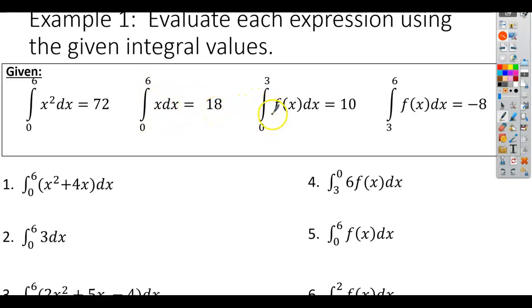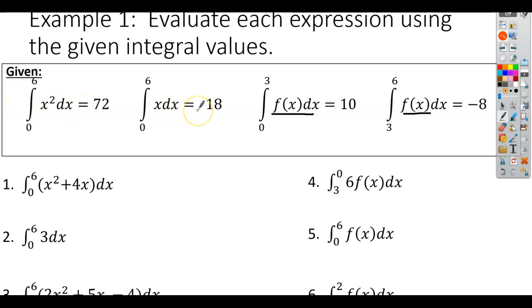And the integral of this mystery function here, f of x, from 0 to 3 is 10. And the integral from 3 to 6 of this mystery function is negative 8. I'm calling this a mystery function because we don't know what it is. I'm just telling you we have some function called f of x. Over here, we could actually calculate these ourselves and prove that this is, in fact, 72. But we're not going to. I'm just going to tell you that's what the answer is.